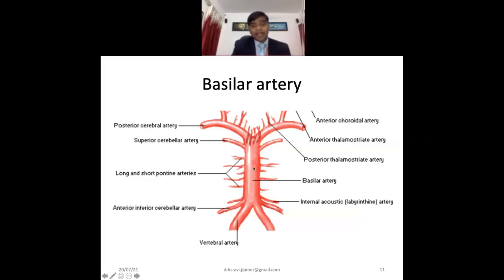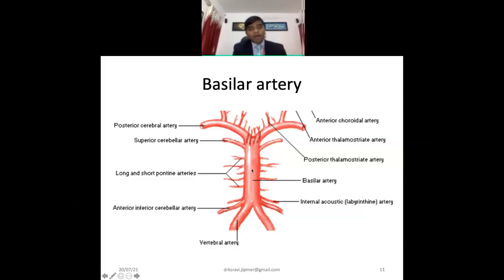Apart from that, over here, we have the pontine branches. Then we have the superior cerebellar artery. And then we have this labyrinthine artery. This labyrinthine artery may be a branch from the basilar artery. Sometimes it may be a branch of the anterior inferior cerebellar artery. And then over here, you can appreciate this long branch, that is the anterior inferior cerebellar artery.